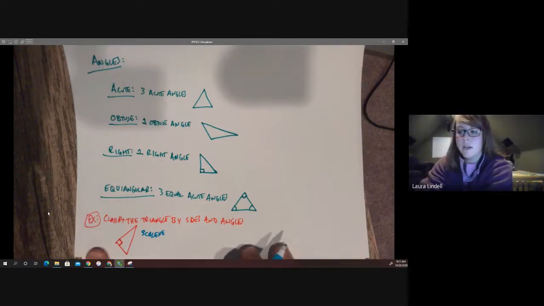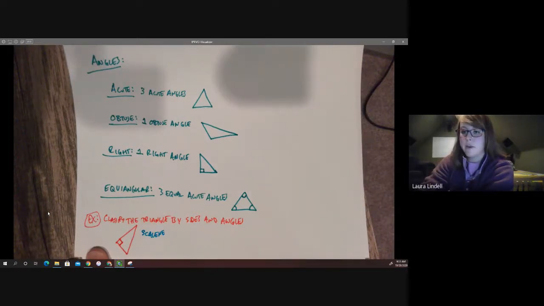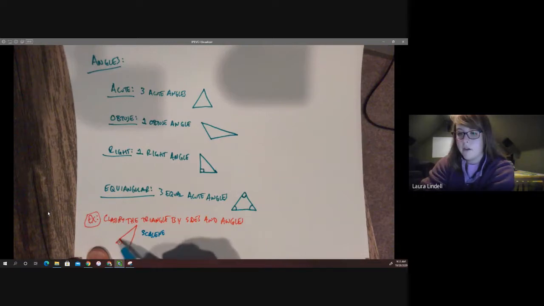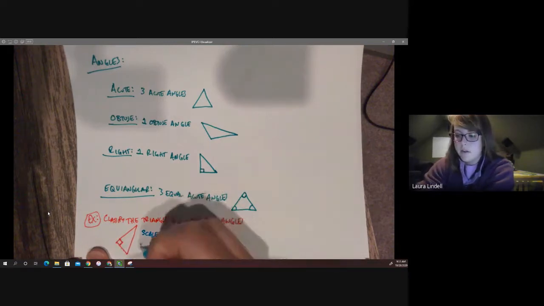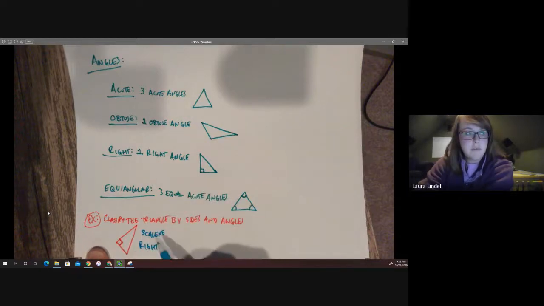All right, and then what kind of angle do we have here? How would we classify this by angles? Yep, we have one right angle going on here. So this would be right as well. So the words we would use to describe this one would be scalene and right, and then we would be done, because we've classified it by its sides and by its angles.